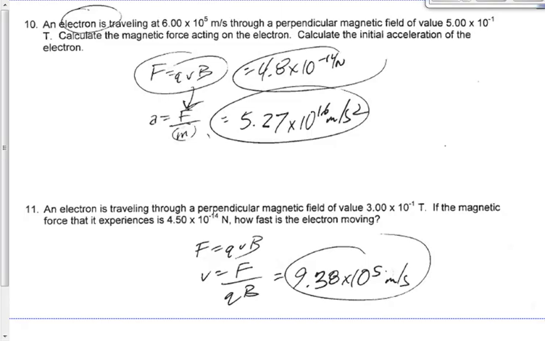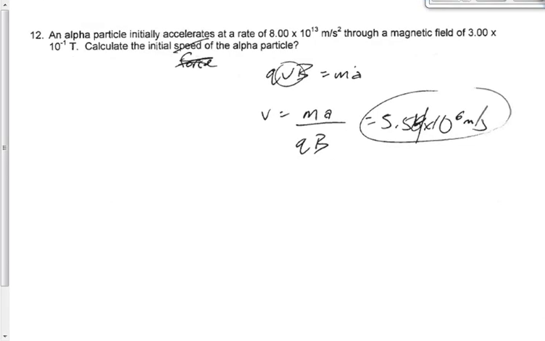In question number 11, we just had to rearrange there. Any issues with either of those? Okay, finally, question number 12. Similar one here, except that this time we had acceleration instead of trying to find it. We're just going to set the magnetic force equal to m times a.